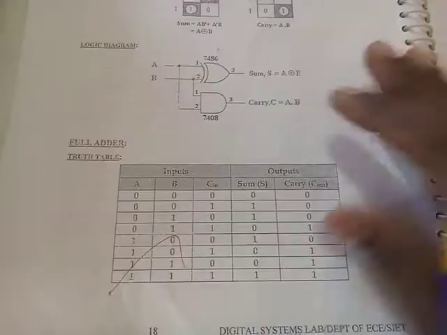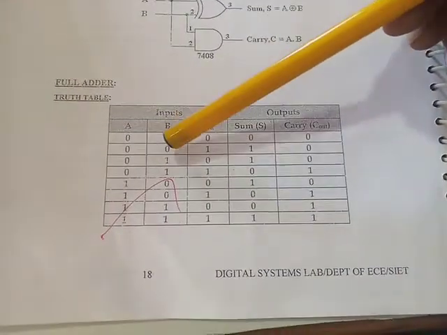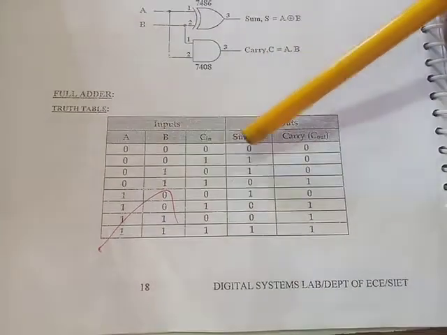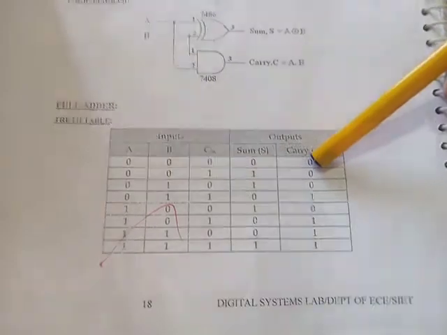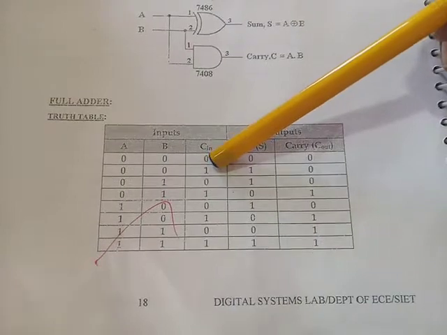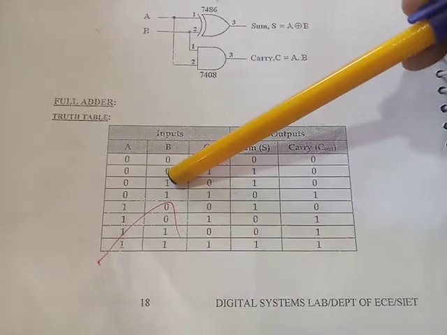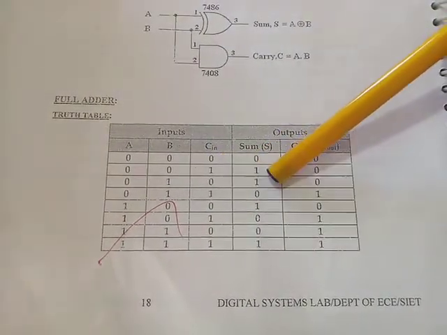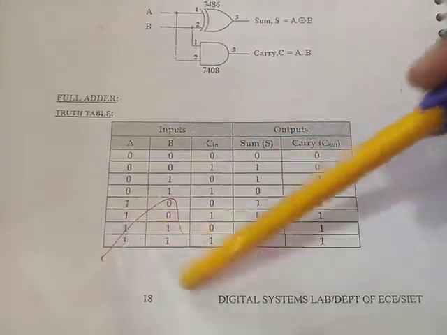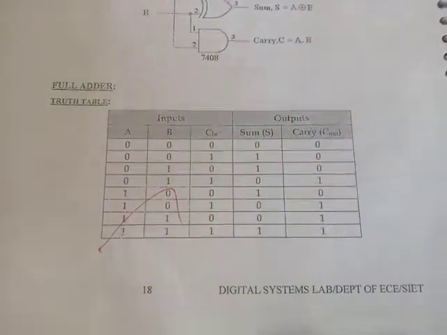Because of 3 inputs, these are the combinations. So 0 0 0, right? So 0 plus 0 plus 0. For that, sum is 0 and carry also 0. If you add 0 plus 0 plus 1, my sum will be 1 and carry is 0. And 0 plus 1 plus 0, my sum will be 1 and carry will be 0, right? So likewise, these are the combinations starting from 0 0 0 to 1 1 1, right?